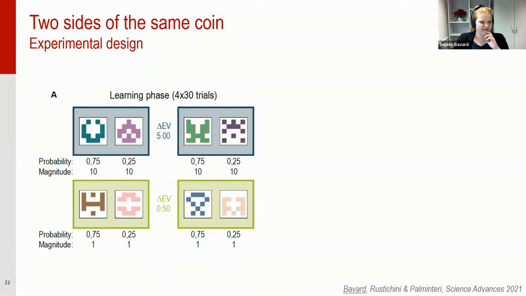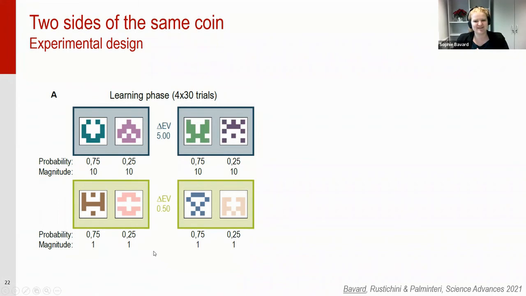So to answer these questions, we developed an online-based task which was performed by 800 participants and which does not include punishments anymore. So we've only varied the magnitudes. Participants could win either 10 points in the two blue contexts or 1 point in the two green contexts. Okay, so in the learning phase, we have 4 different contexts.